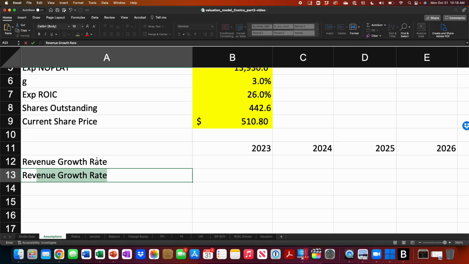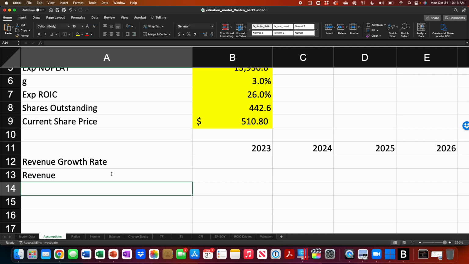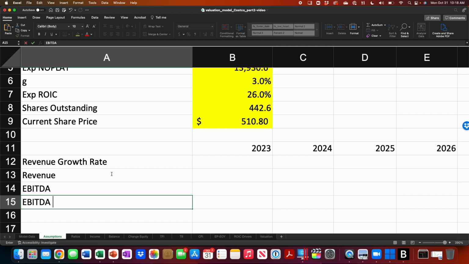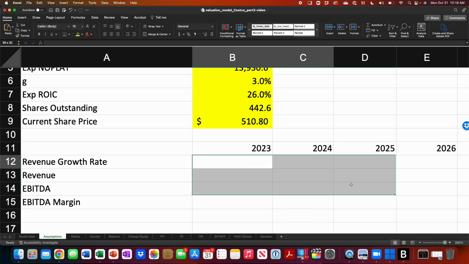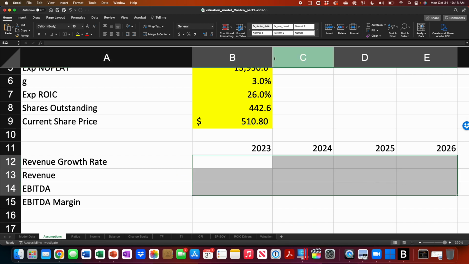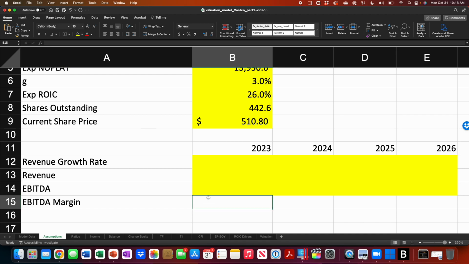Then I need the revenue. I need the EBITDA forecast. And then I'll have my EBITDA margin. These first 3 are yellow, directly typed in off the EEO screen. This I solve for, because EBITDA divided by revenue is the EBITDA margin. Okay? So, now again, I'm just transposing numbers.